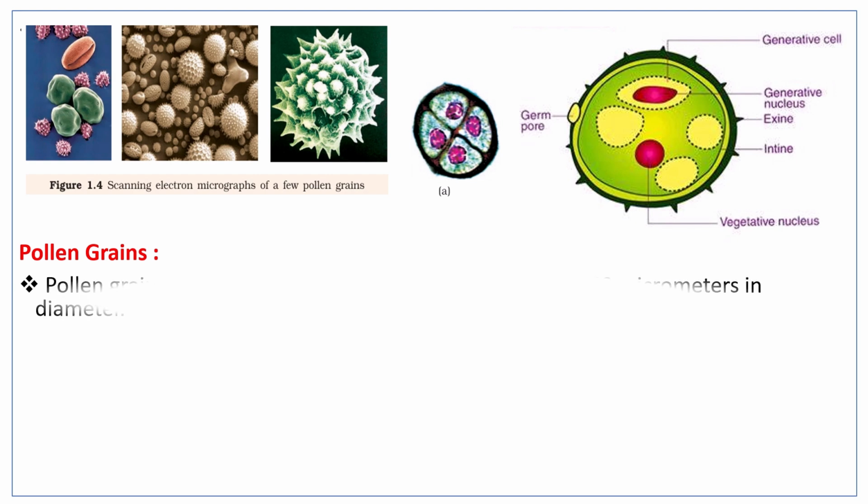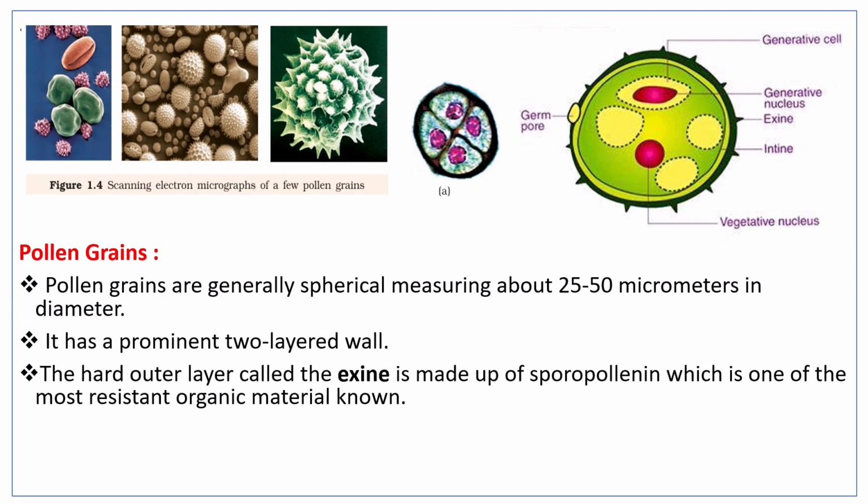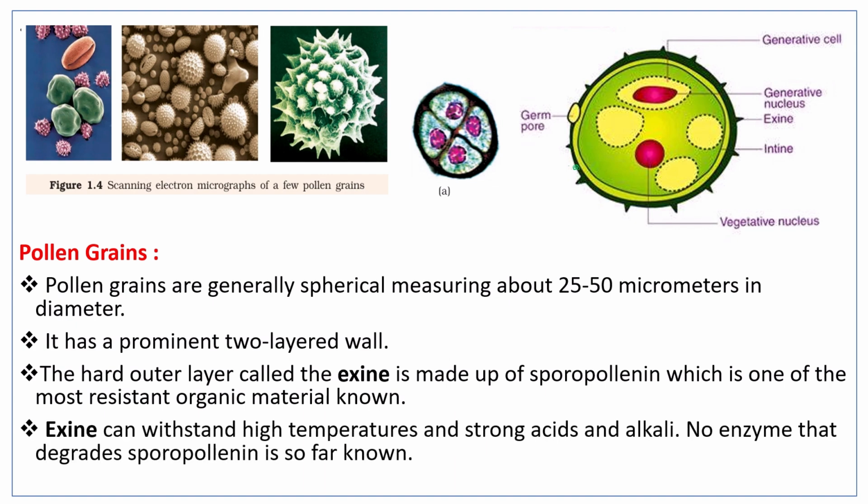Pollen grains are generally spherical, measuring about 25 to 50 micrometers in diameter. It has a prominent 2-layered wall. The hard outer layer called the exine is made up of sporopollenin, which is one of the most resistant organic material known. Exine can withstand high temperatures and strong acids and alkali. No enzyme that degrades sporopollenin is so far known.